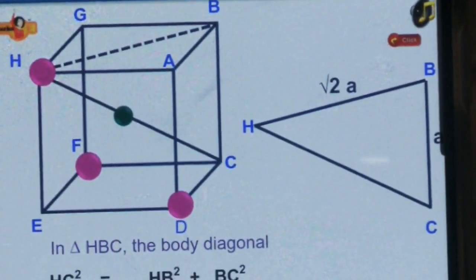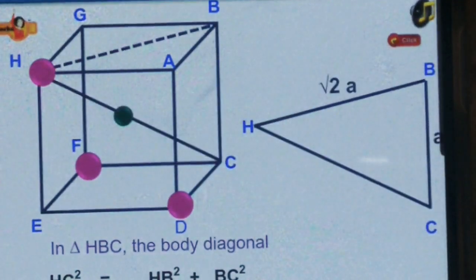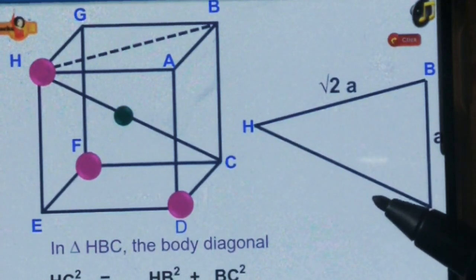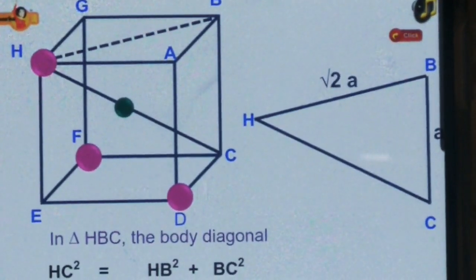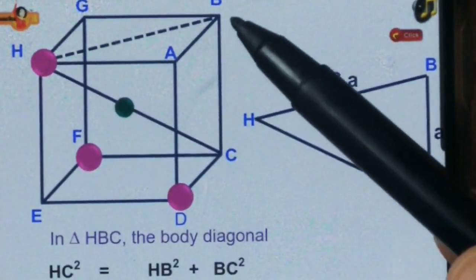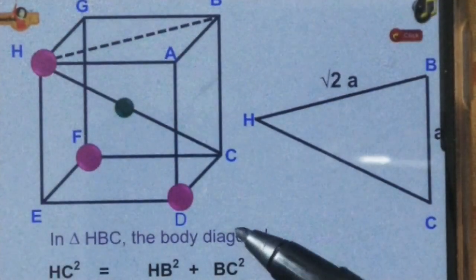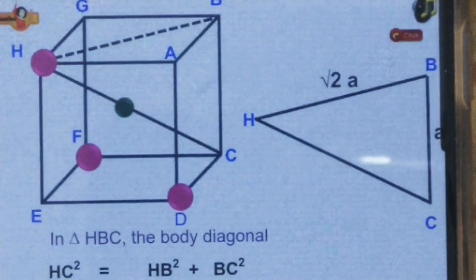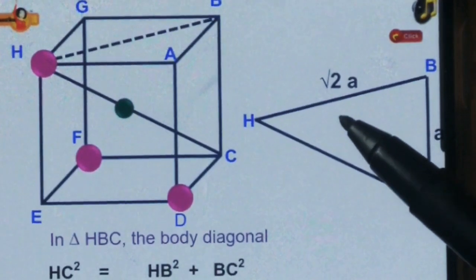This is C. So now we are taking B, C and H. So in this triangle, definitely this is your A, this is your A. So according to Pythagoras, this will be root 2 A. Pythagoras theorem will be like how? HC square is equal to BC square plus BH square. You know that BC is edge length A, and BH is root 2 A, you can take.